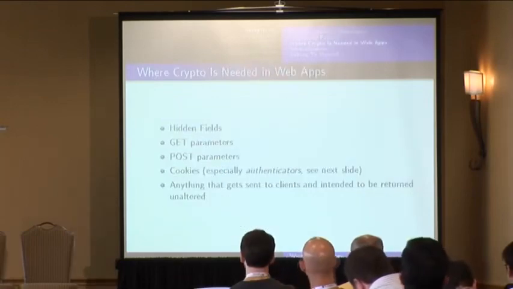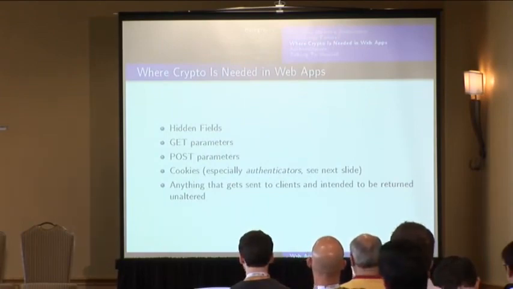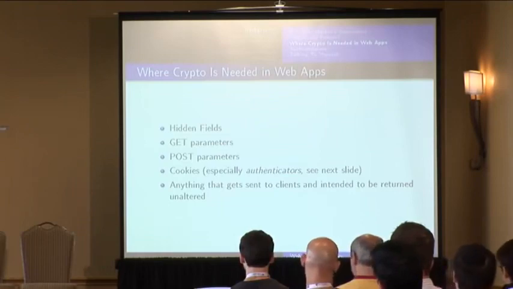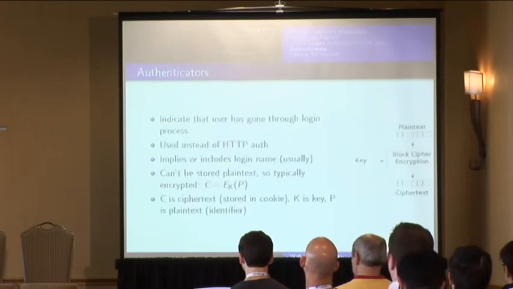So we have to learn how to make things that aren't breakable by any known technique, and then sort of hope for the best. So we need crypto in web applications in hidden fields. We need them in GET parameters. We need them in POST parameters. We need them in cookies, especially authenticators that we're going to spend a lot of time talking about. And anything that gets sent to the client and intended to return unaltered, right? We're storing on the client side, so we have an untrusted storage device. And so oftentimes we use crypto to prevent tampering, but it's usually done in the wrong way. And I'm going to tell you about it in a second.